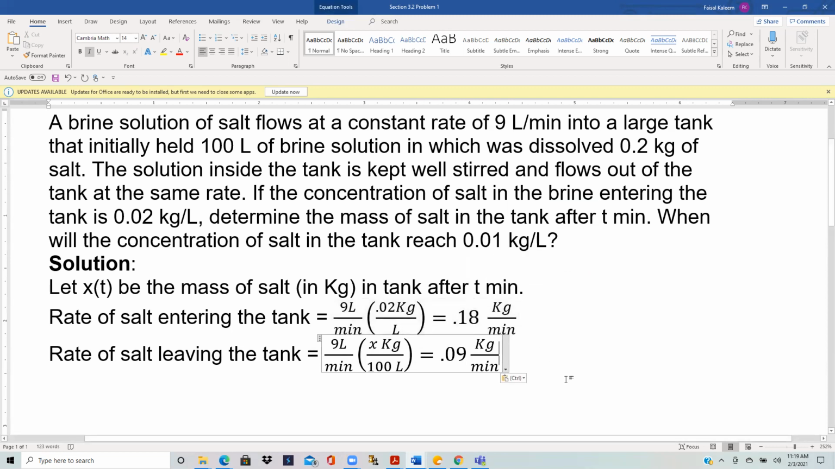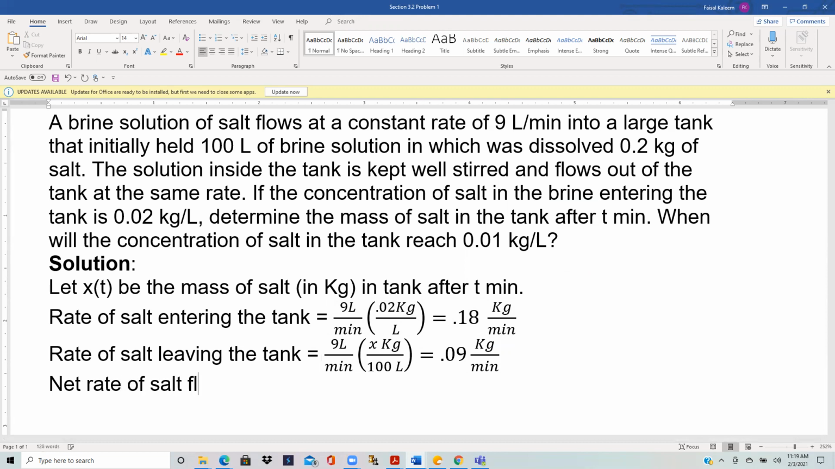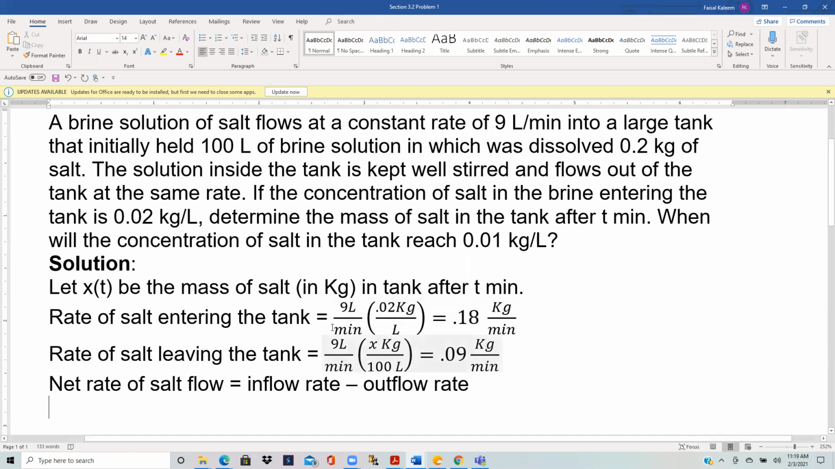So we have the inflow rate and the outflow rate. And so the net rate of salt flow is equal to the inflow rate minus the outflow rate. So the net rate of salt flow, you can call that dx by dt.